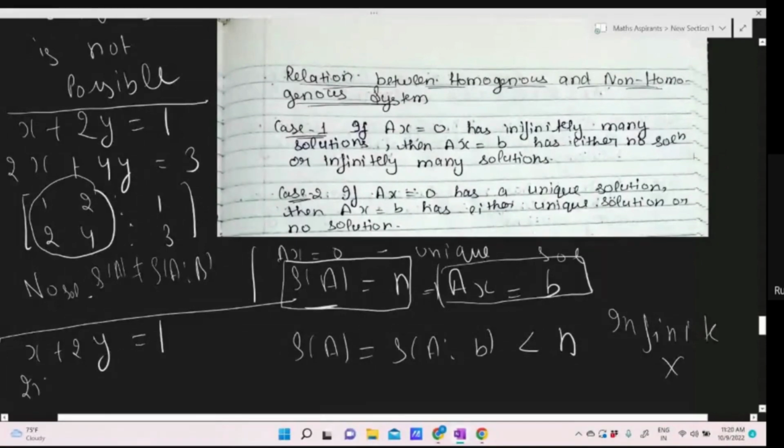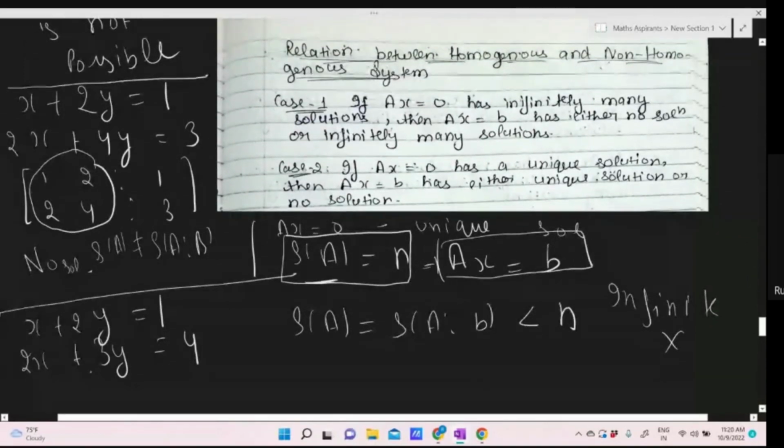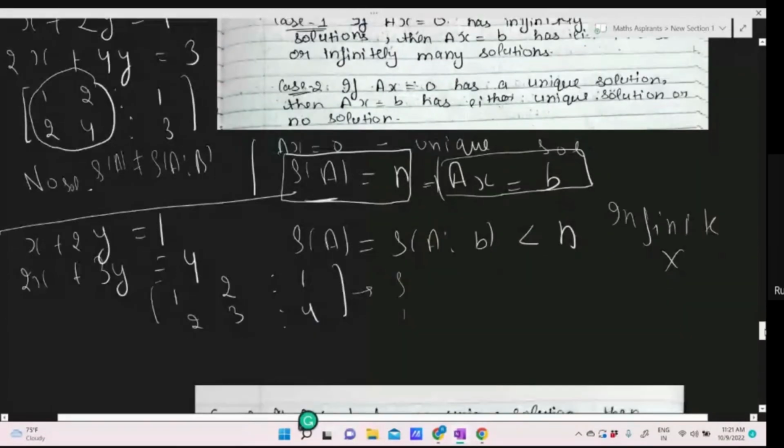Now, for the unique solution, let us take a system: x + 2y = 1 and 2x + 3y = 4. Here you can easily see that if you take the right side 0, then the matrix will become [1, 2; 2, 3]. Now the rank of this matrix is 2. That is, the corresponding homogeneous system has a unique solution. Now we talk about the non-homogeneous system, that is, 1 and 4. Here the rank of the matrix A is 2 and the rank of [A|B] is also 2. Therefore, this is the case of the unique solution.